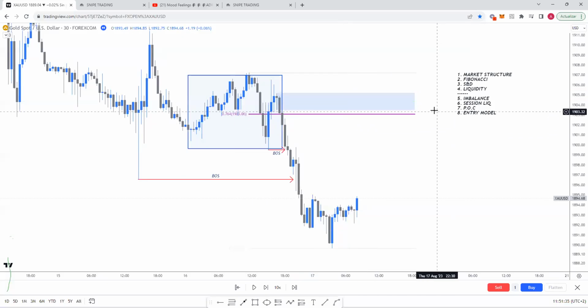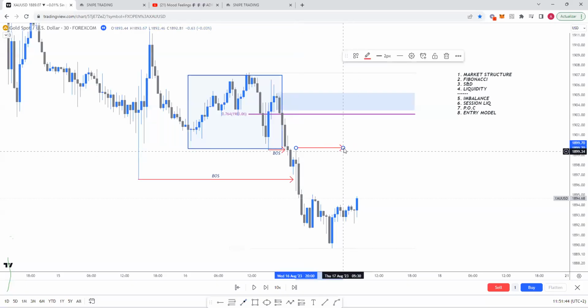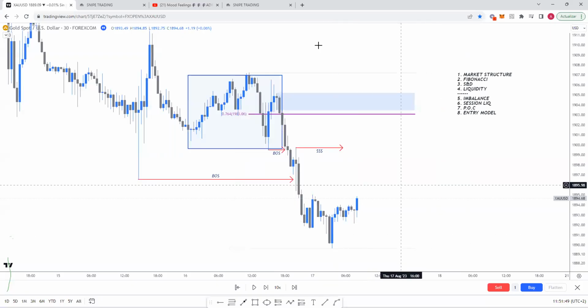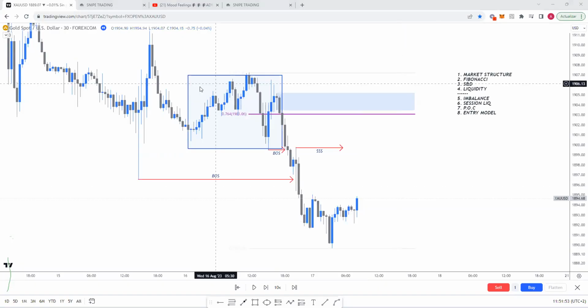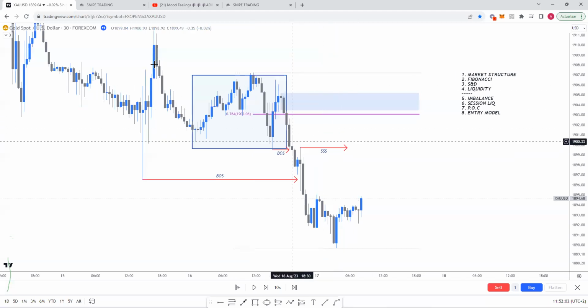Then we're going to look for liquidity. In this case, there's not the clearest of liquidities, but we have this high right here below the zone, which is what I marked out as liquidity. Okay, in this case, we have this as liquidity.